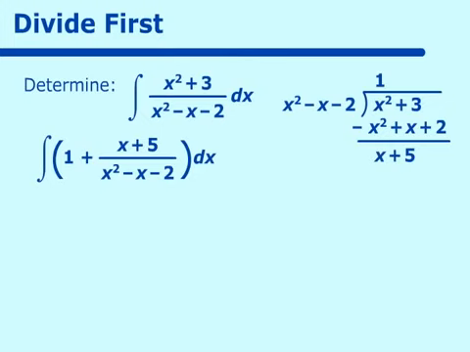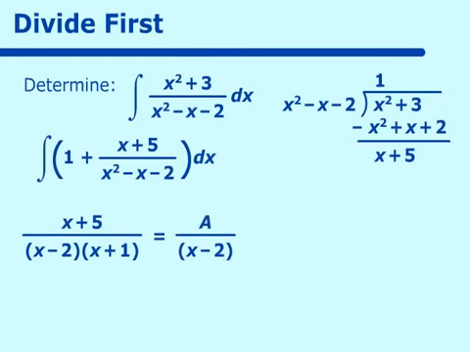Now we must separate our (x plus 5) over (x squared minus x minus 2) into partial fractions. So we go x plus 5. And of course, if we factor this, we get (x minus 2) times (x plus 1). Normally, these factorings will be very simple. That is equal to a over (x minus 2) plus b over (x plus 1).